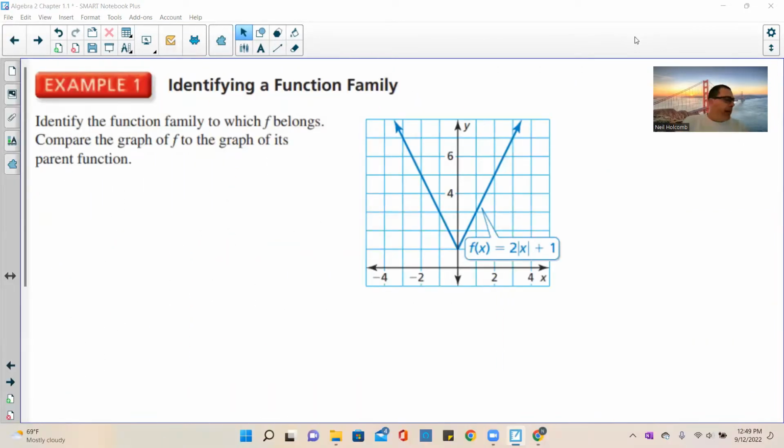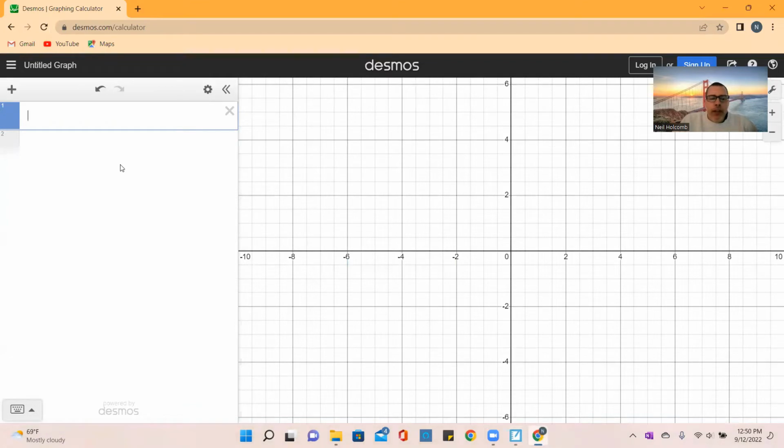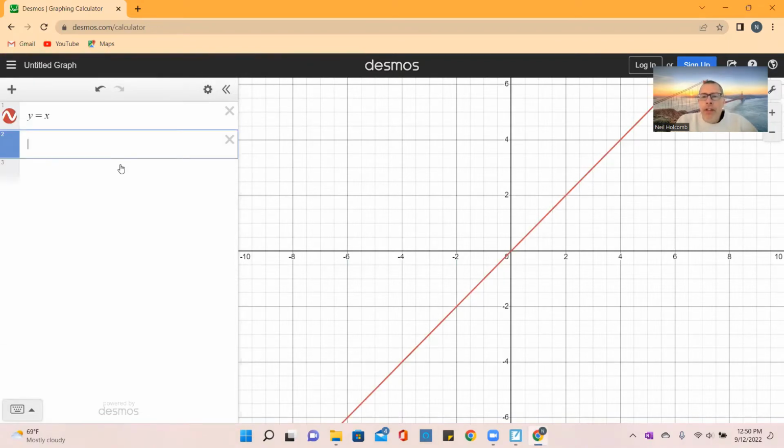Before I get into example one in the book, it says to identify function families and parent functions. Well, what is a parent function? It's stated here in example one, so we can't answer a question if we don't know what is being asked. A parent function is the most basic function in a family of graphs. For example, the line y equals x is as basic as you can get for a linear equation. The y-intercept is 0, slope of 1. That is the parent function.